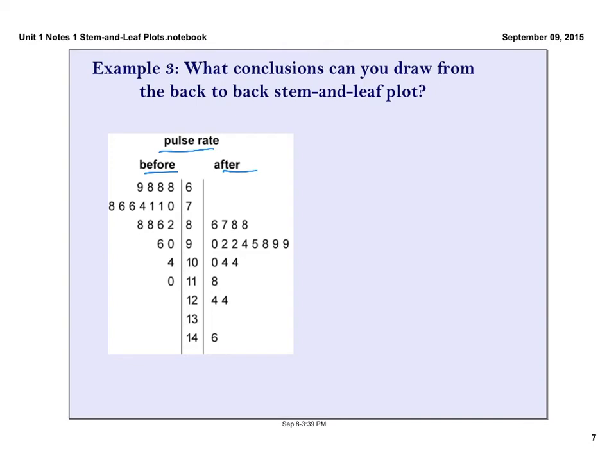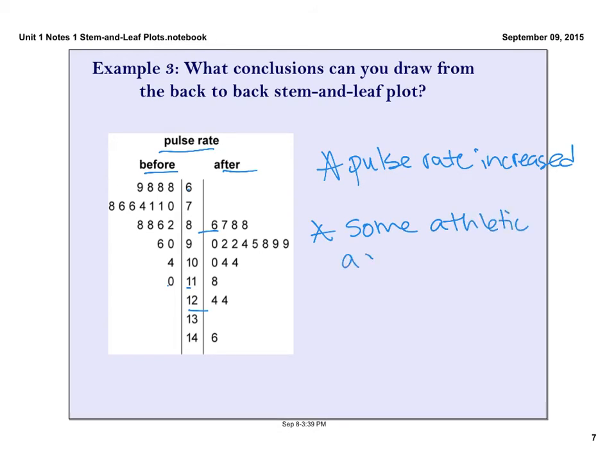So we can see that before, a pulse rate went from about 68 up to 110. After, the pulse rate went from 86 up to 124. One might suggest on the very basic level that pulse rate increased. Whatever was going on, the pulse rate increased. Some people might say that it was some athletic activity or exercise that was going on. Okay, so some sort of activity occurred where the pulse rate increased from before and after.